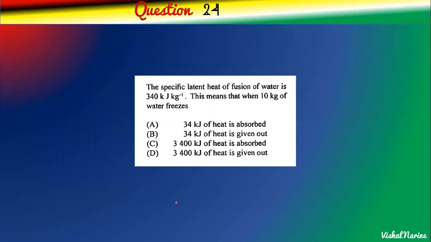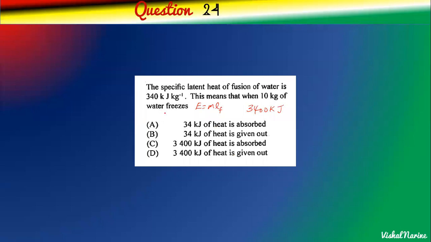So we go on now to 24. And again, we're using the formula EH is equal to ML. And this time it is going to be MLF, right? Because this is latent heat of fusion. So multiplying these two numbers again, we'll end up with a numerical value of 3400. So the unit is going to be kilojoules. So is it that 3400 kilojoules of heat is absorbed, or is it given out?